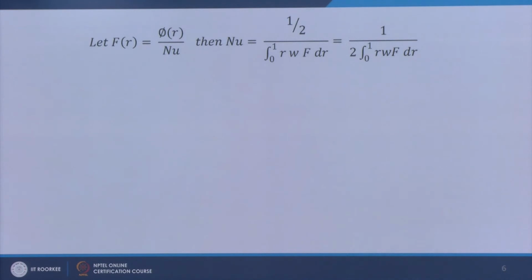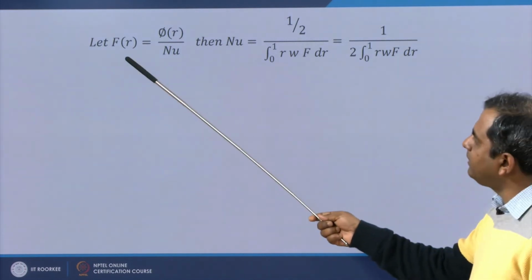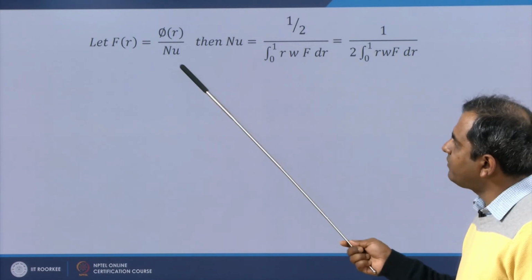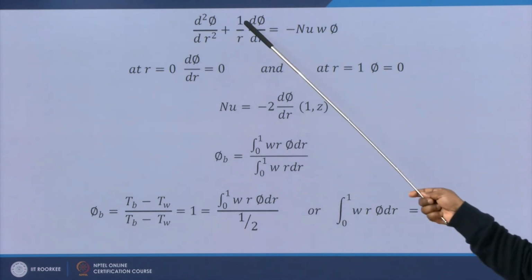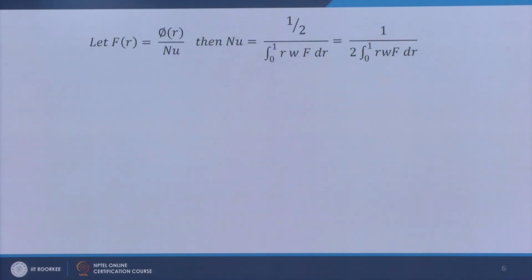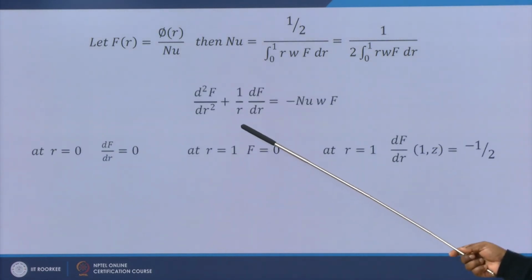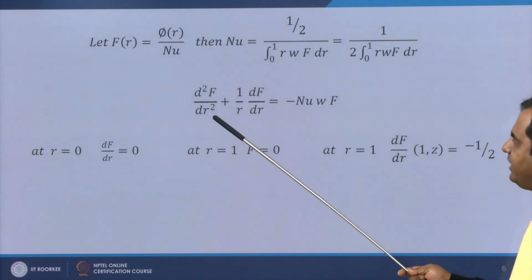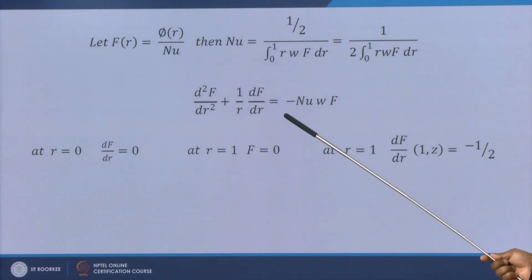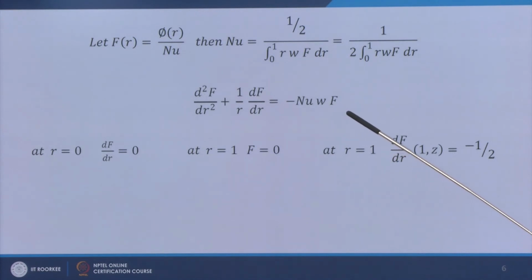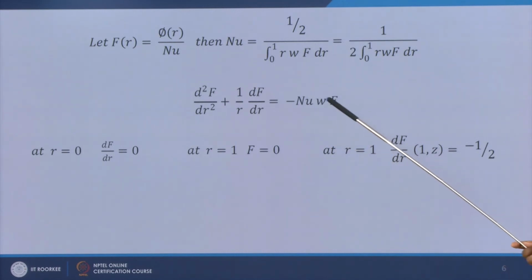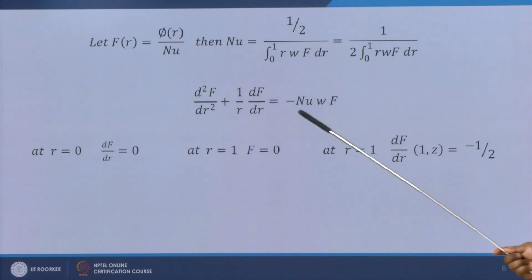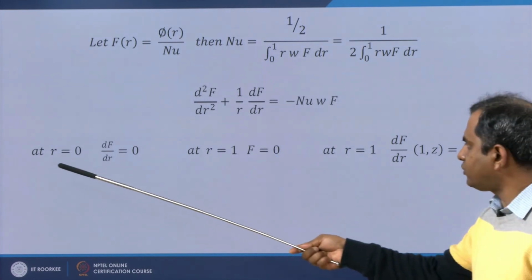So, let us see how we can replace this phi with respect to f and reduce the sets of equations. If you put phi equals to Nusselt number into f in the previous equation and boundary conditions, then ultimately you will get this type of equation: d square f dr square plus 1 by r df dr is equal to minus Nusselt number w f. The equation will not change its form because on both the left hand side and the right hand side we have f. Now, let us talk about boundary conditions.